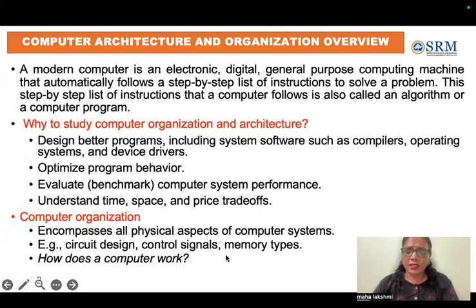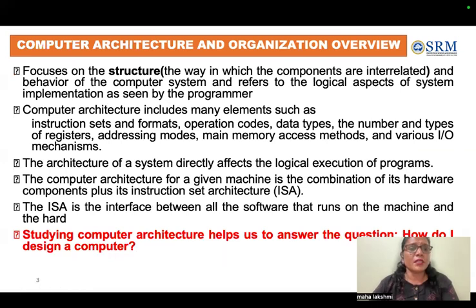How does a computer work? We'll discuss how exactly the computer works. It focuses on the structure of a computer, that is, the components that are integrated within a computer system, and also refers to the logical aspect of system implementation as seen by the programmers. Computer architecture includes many components such as instruction sets, formats, operation codes, data types, the number and types of registers, addressing modes, main memory access methods, and various I/O mechanisms. The architecture of the system directly affects the logical execution of programs.